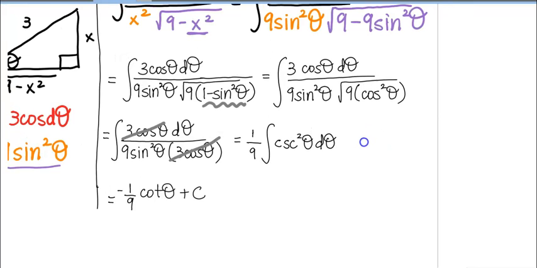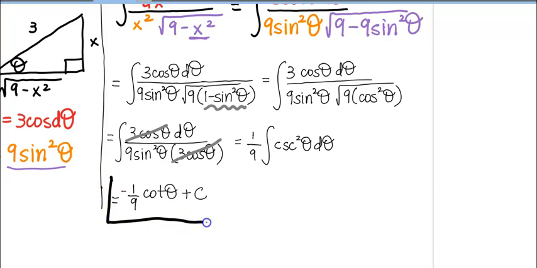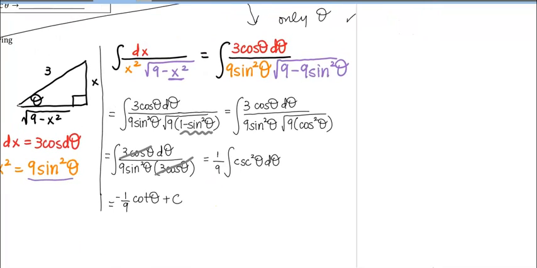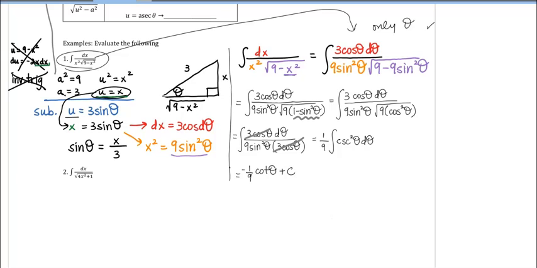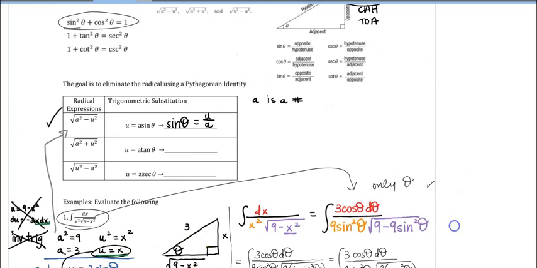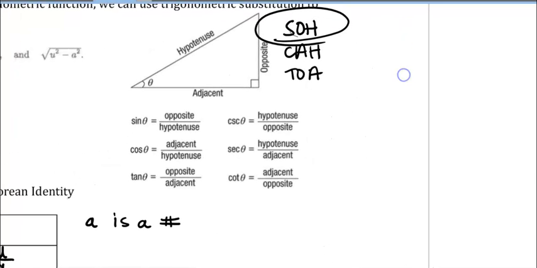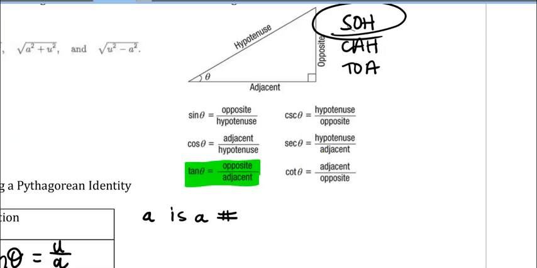Now I can't box this in and say this is my final answer because this still has theta in it. And I want to make sure that I revert back to the original variable of x. So now it's our job to get rid of this cotangent theta that's in the problem, and we do that using the triangle. So I have all the sides on the triangle, and if I scroll up, thinking of SOHCAHTOA, if tangent is opposite over adjacent, then cotangent is adjacent over opposite.